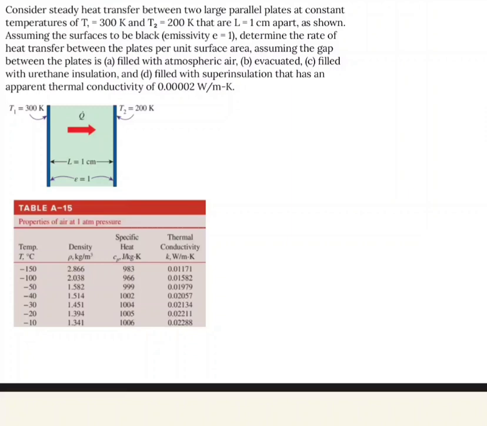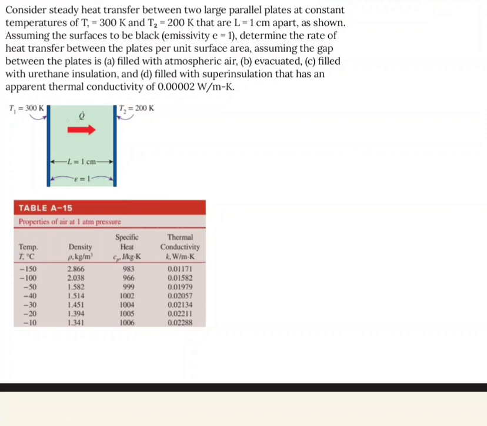The first thing that we have to do is understand what they're asking us. So we have this one plate and then second plate, right? And then the temperature in this plate is 300 Kelvin and temperature in this plate is 200 Kelvin. And so we have four cases.